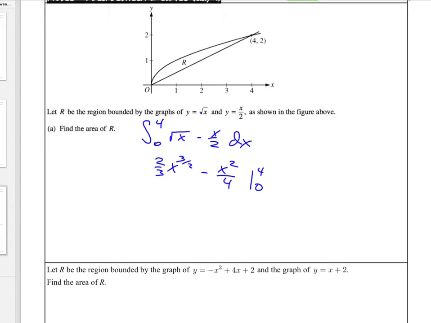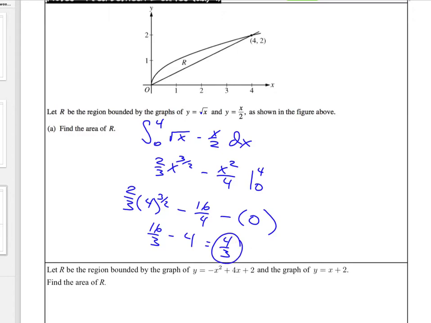So now we plug in. Plug in 4. So 2/3 times 4 to the 3/2 minus 16 over 4, and then minus, when I plug in 0, I'm going to get 0. At this point, you've got all the points possible, but we're going to go ahead and find the actual answer. So what does 3/2 want to do to 4? Square root it and cube it. So if I square root 4, I get 2. If I cube it, I get 8. 8 times 2 gives me 16/3 minus 4. So what do I end up with? 4/3.